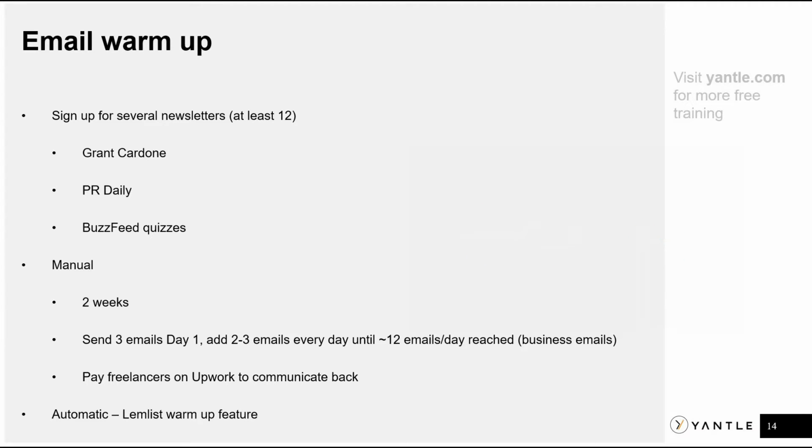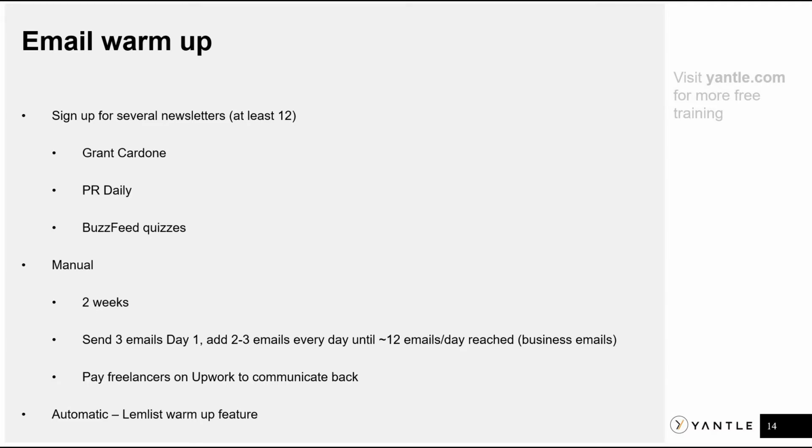When we talk about the manual approach, I would say it should take around 2 weeks, and you want to build up the frequency relatively slowly. So maybe you will send 3 emails day one, and then you will add 2 to 3 emails every day until you get to around 12 emails per day. If possible, do this using business email addresses. So you email a business email address, and they send you a message back, and you reply, and again, and you want to have a number of these conversations going, so it really appears that you are communicating with someone on a daily basis.